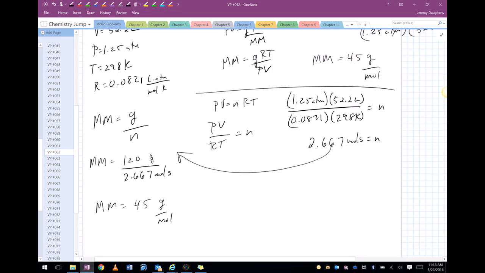But one thing that I want you to keep in mind, anytime you're trying to calculate molar mass, you need to know 2 things. You need to know how many grams and how many moles you have. As long as you know how many grams and how many moles you have, you can always calculate molar mass.